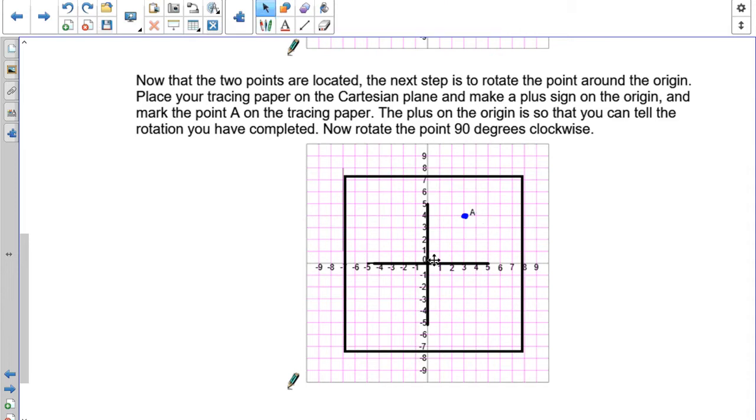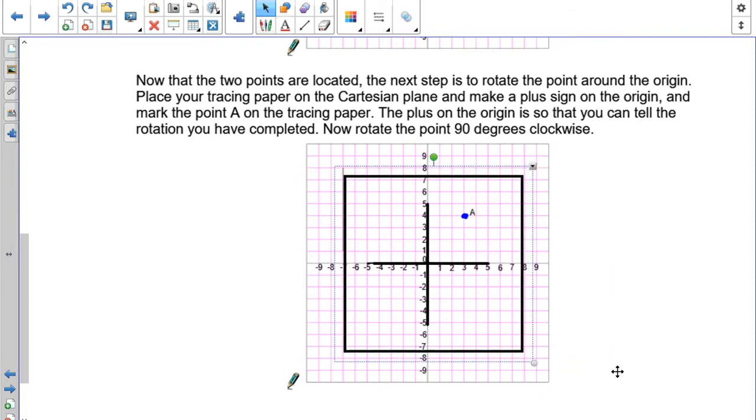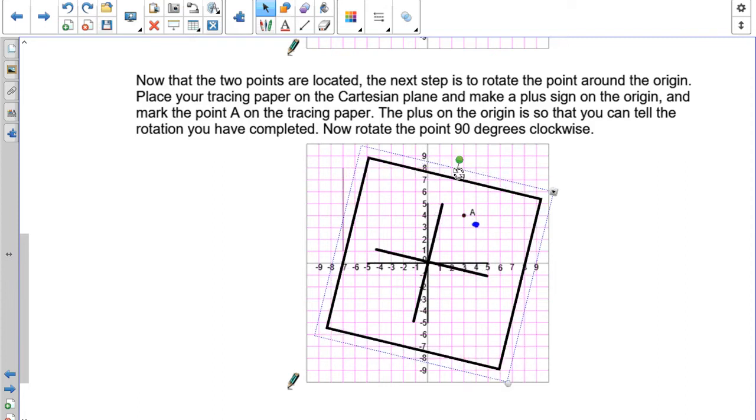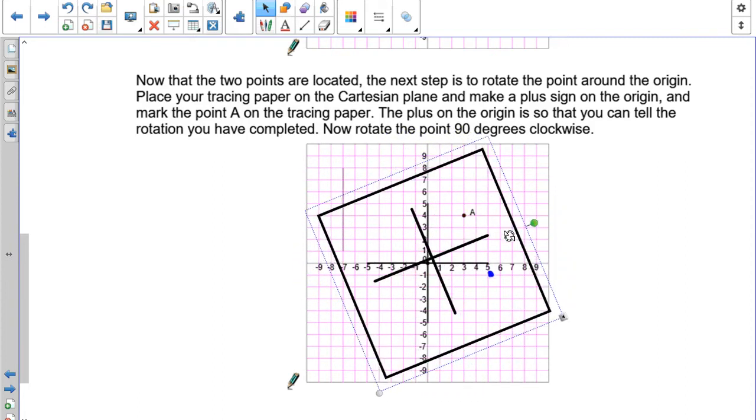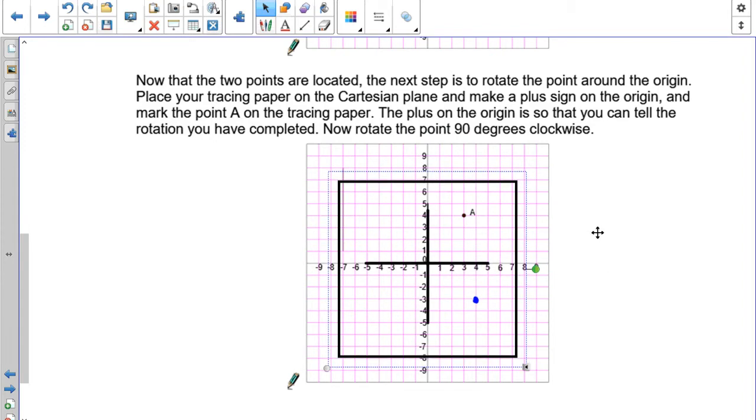Now, put your pencil on the origin, pick up your tracing paper, and spin it slowly. We're going to go 90 degrees clockwise. You see how as everything rotates, eventually it lines back up like this. Now what we've done is we've gone 90 degrees this way, and look at this.